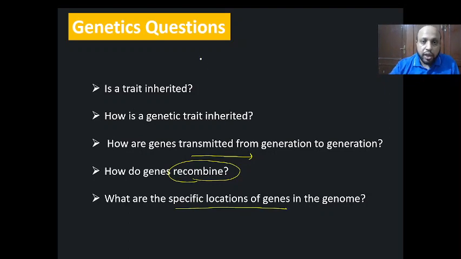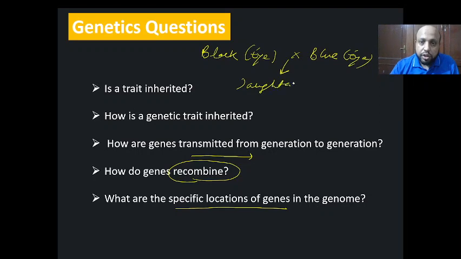Now, the question arises: suppose someone has black eye color and is married to a woman who has blue eye color. A geneticist wants to know what the daughters' or sons' eye color will be. By the way, eye color in human beings is a polygenic inheritance.